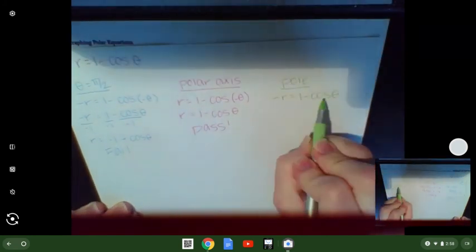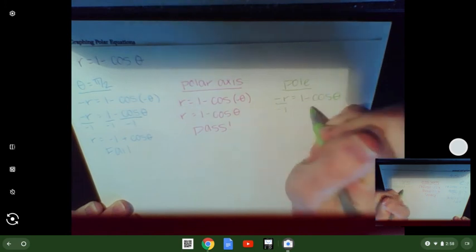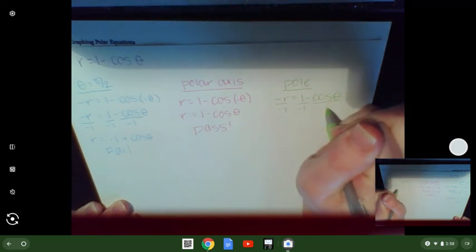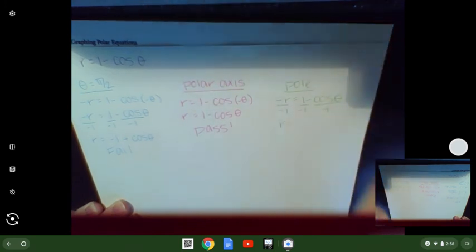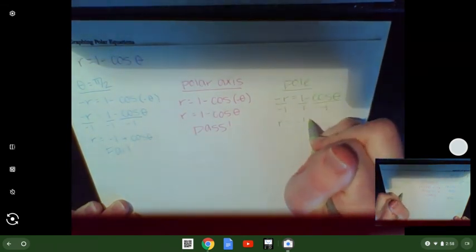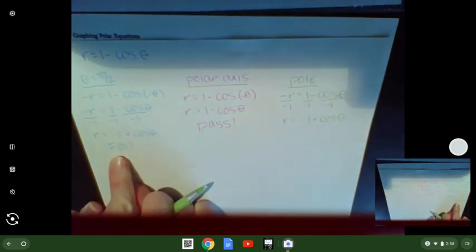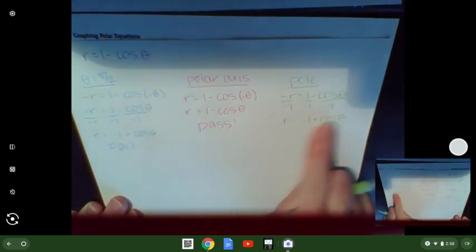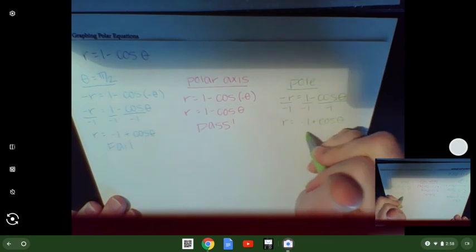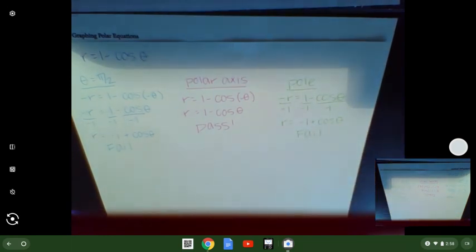So here we go. Don't need to apply even odd identities because we didn't plug in a negative angle. I just have this negative r here, trying to make that negative r positive so that it matches my original equation. I'm going to have to divide every term on the right side by -1. And similar to the theta equals pi over 2 test, it's going to flip the right side, even though it makes that r positive, and we are going to fail the symmetry test for symmetry with respect to the pole.